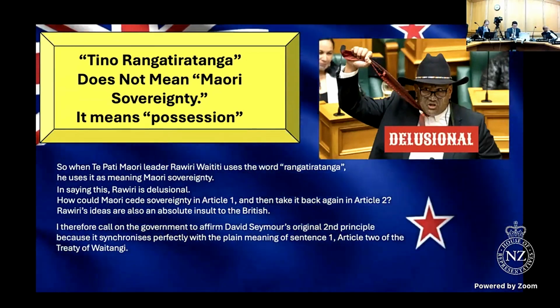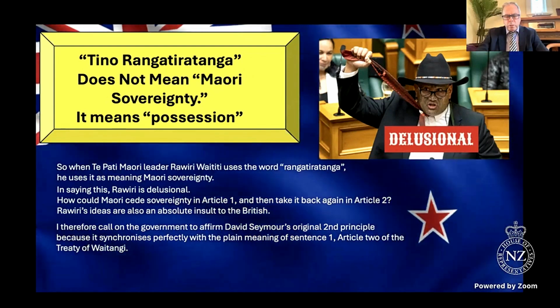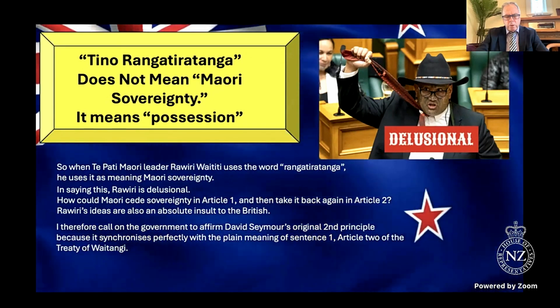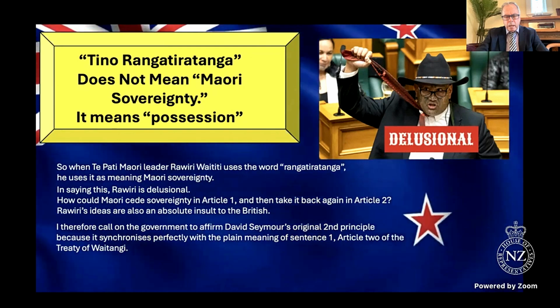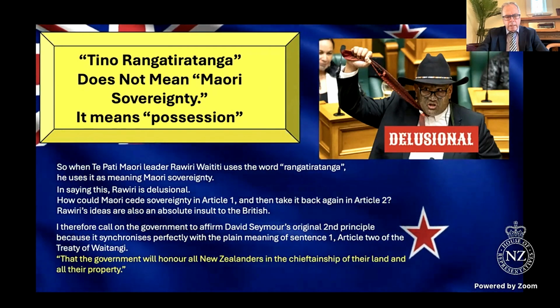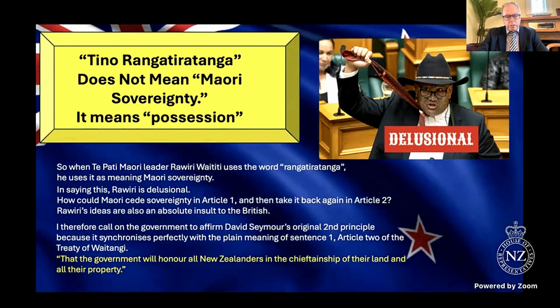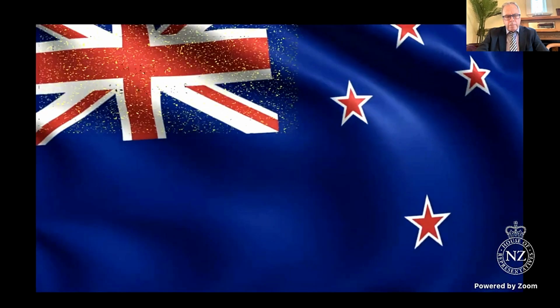I therefore call on the government to affirm David Seymour's original second principle because it synchronises perfectly with the plain meaning of Sentence 1, Article 2 of the Treaty of Waitangi. That the government would honour all New Zealanders in the chieftainship of their land and all their property.